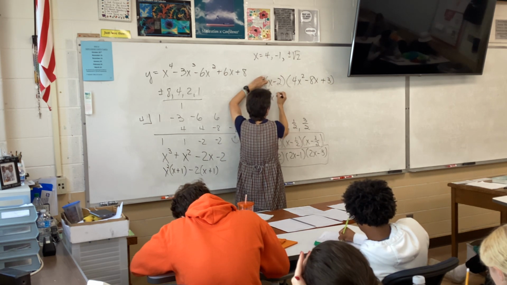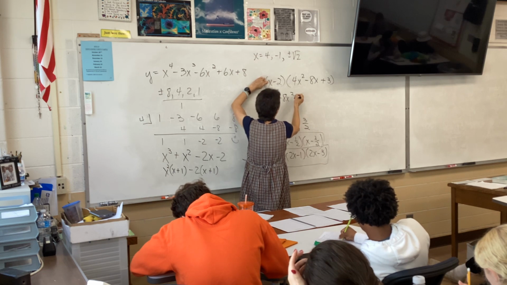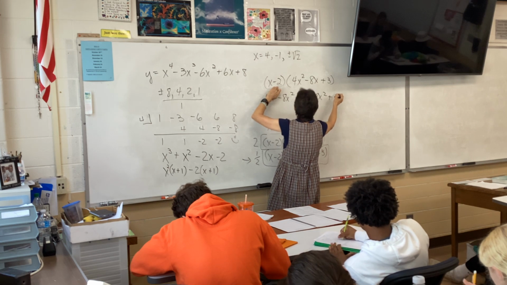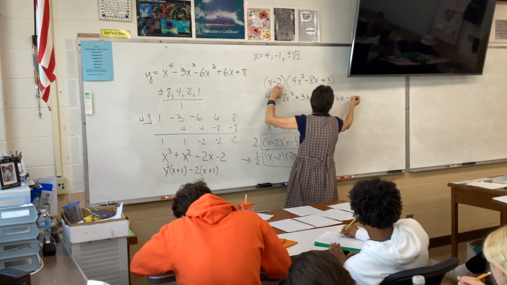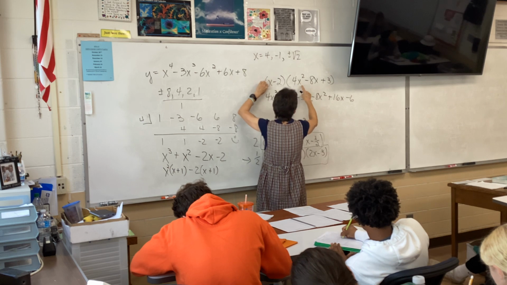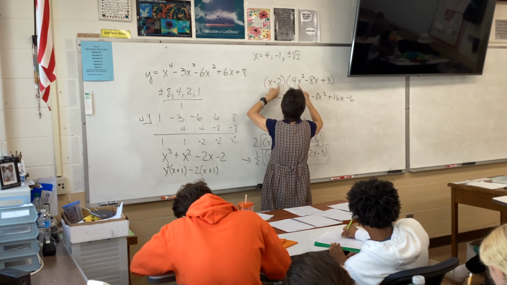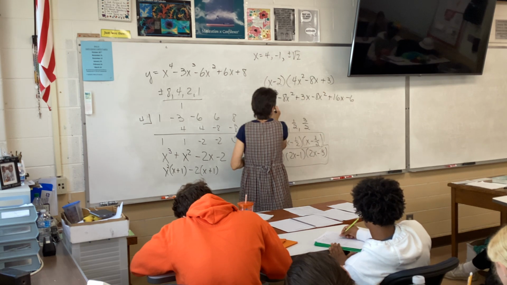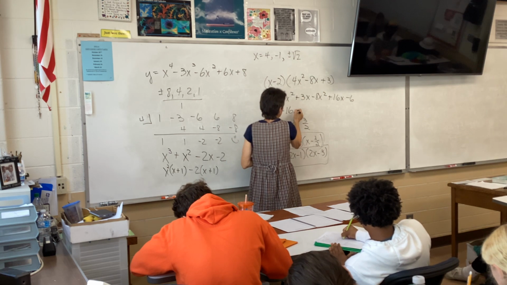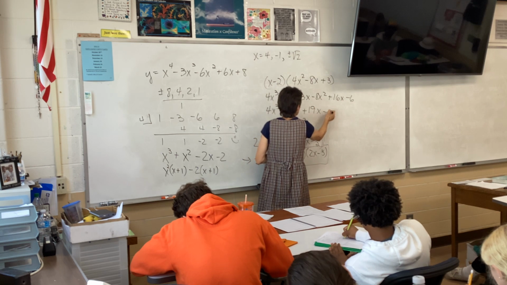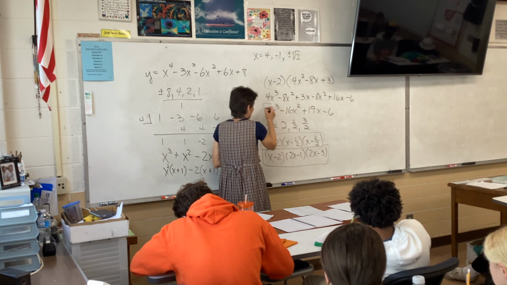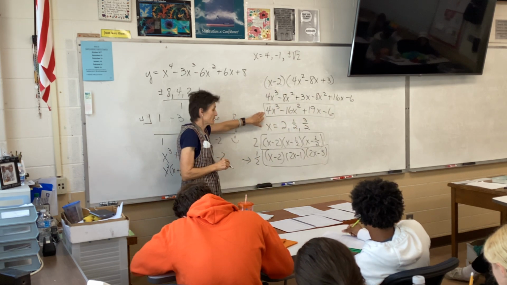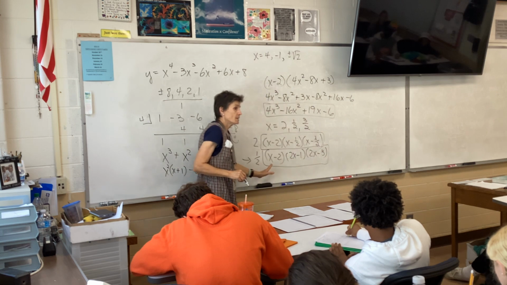And then I'll FOIL minus 16x squared plus 19x minus 6. So I don't know if I'm right, I hope I am. That's what I got when I FOILed my factors.